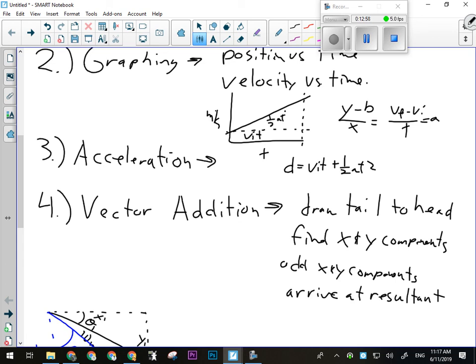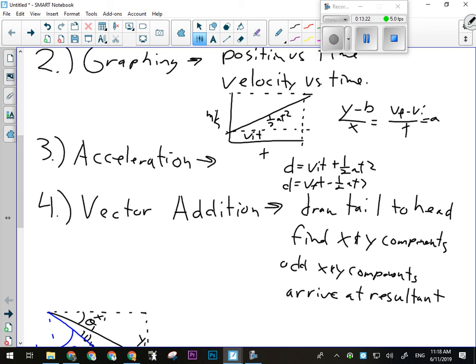The other one is Vft minus 1/2 at squared. That calculates this big rectangle. That's Vf times t, and then we subtract this triangle, which is the same as this one. It's 1/2 at squared. That's what gives us the area under the line. That's calculating displacement.